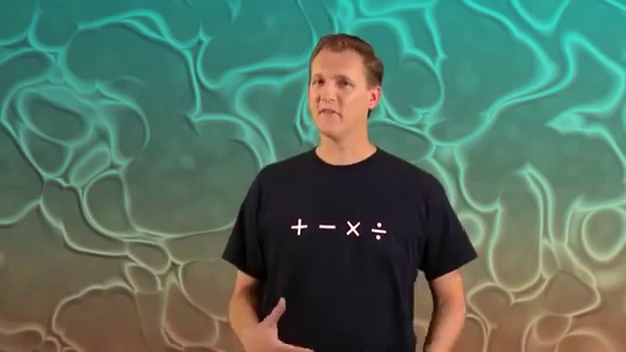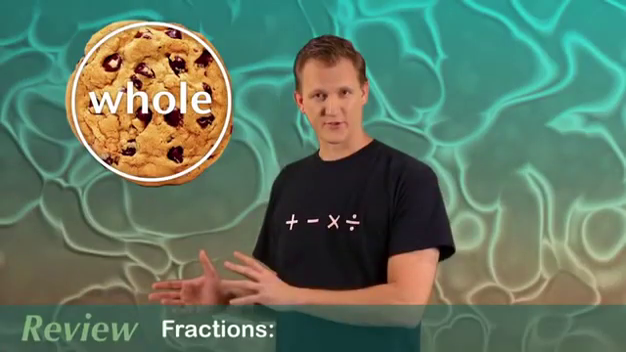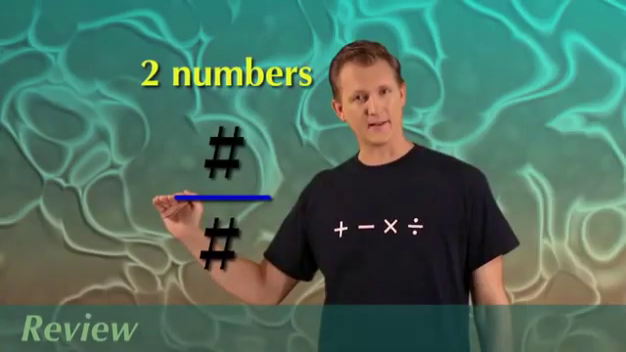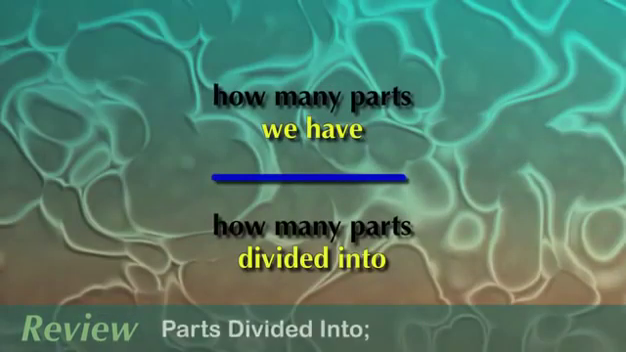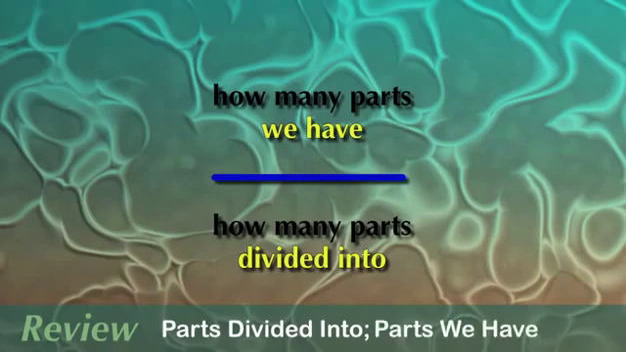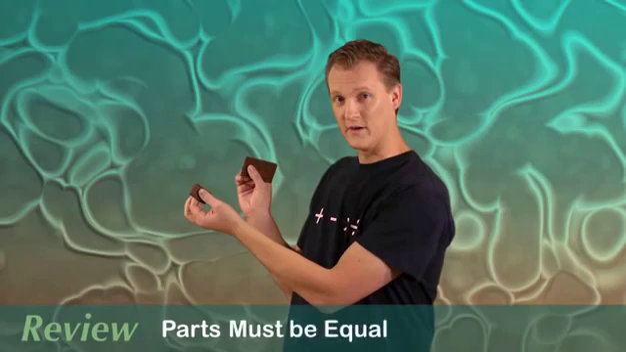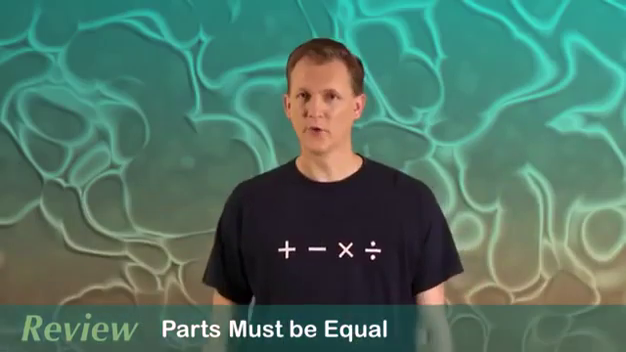Alright, so that's the basic idea of how fractions can be used to represent parts of things. But there's a lot more to fractions than that. In the next section, we're going to be looking at some of the other things we can do with fractions. But before that, let's review. Fractions are used to represent parts of a whole. Fractions are written in the form of a top number over a bottom number with a line between them. The bottom number represents how many parts the whole is divided into, and the top number represents how many of those parts you have. And finally, the parts that a whole is divided up into must be equal for fractions to work right.